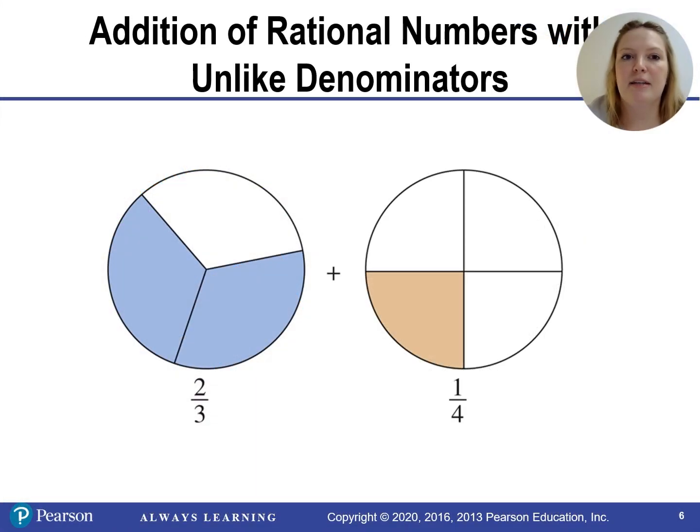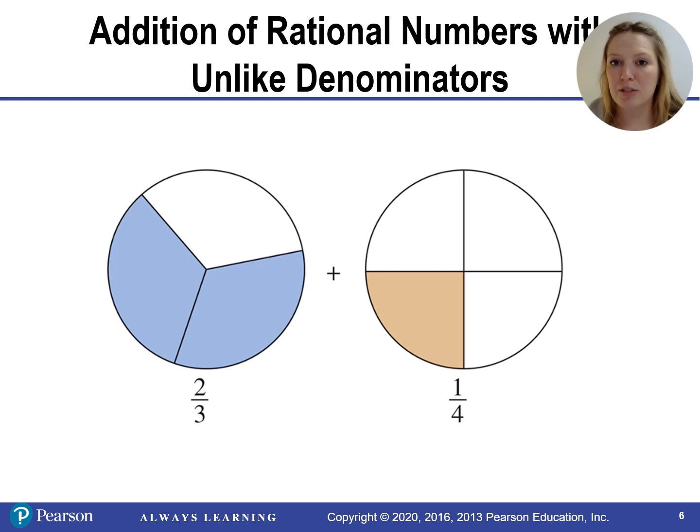Now, on the other hand, if I have rational numbers that have unlike denominators, different denominators, I have to take more care here. So there are algorithms for doing this, but I want you to start out by thinking about what is happening, what is the meaning behind what you're doing. So if we have 2/3 and we're adding to it 1/4, I can't just add those pieces together as is because they aren't the same size.